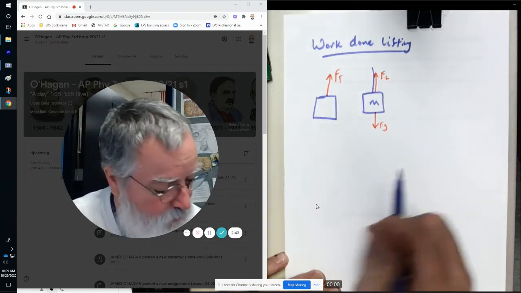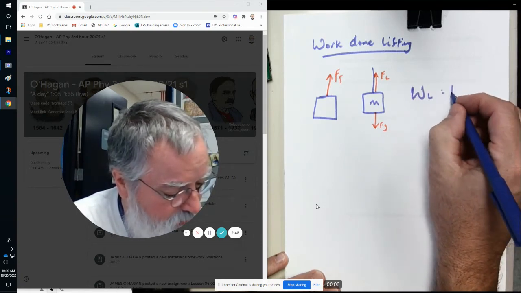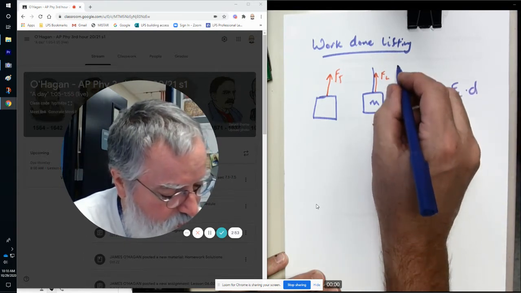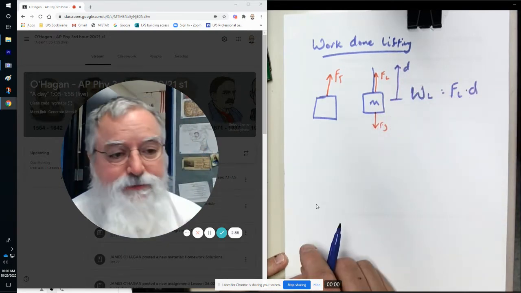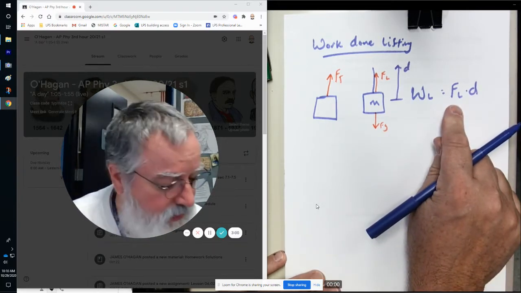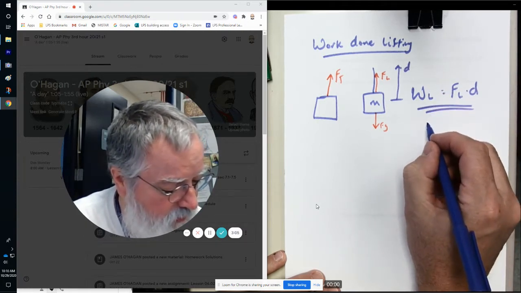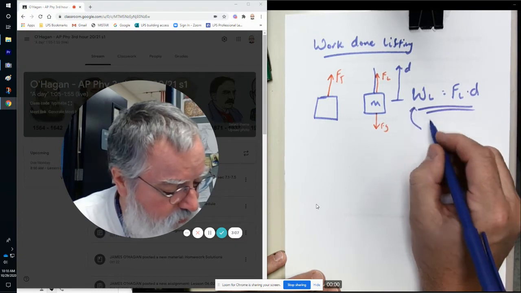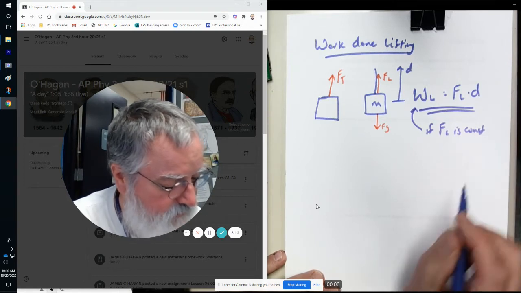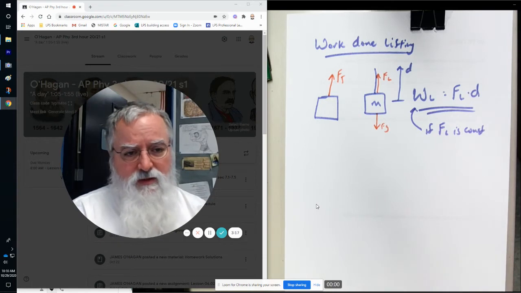If you want to know the work done by the lift force, that's going to be the lift force times how far. We're lifting it up, so that's d. Easy enough. If our lift force is constant, we can use that. Just the lift force times how far it went, that's the work done by lifting.